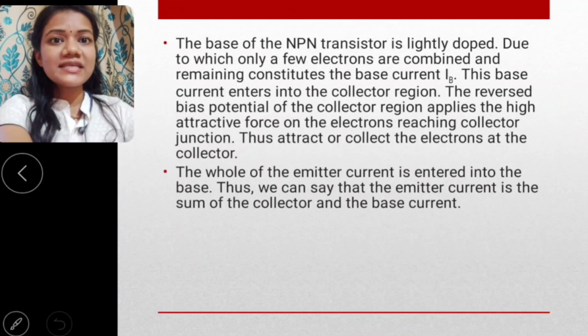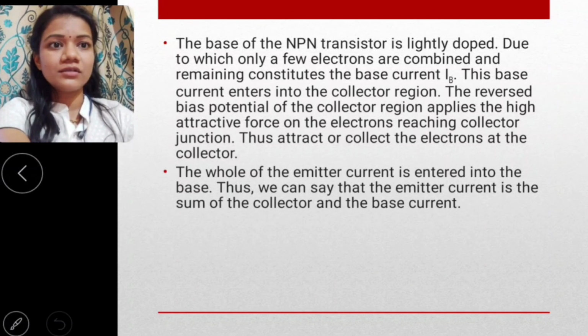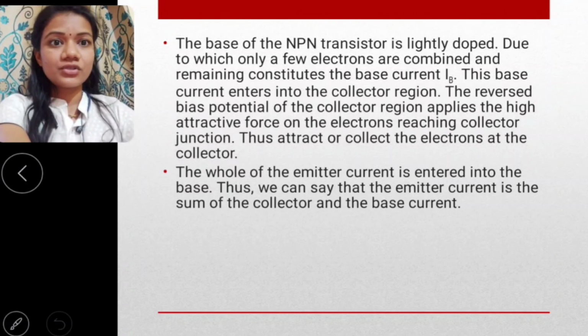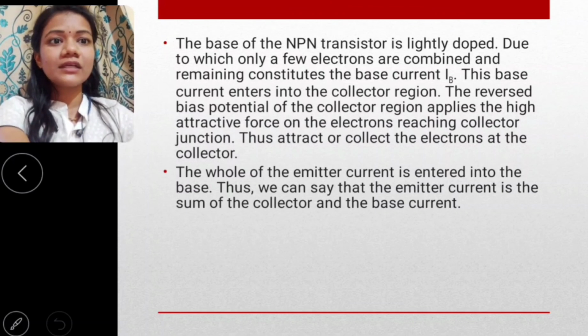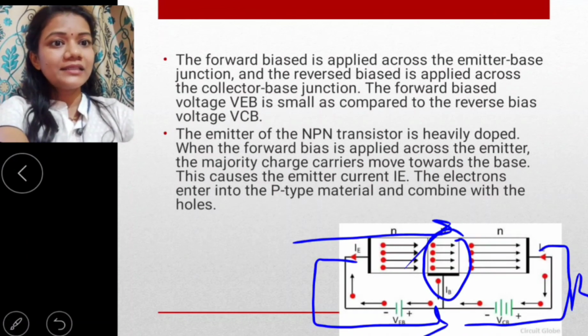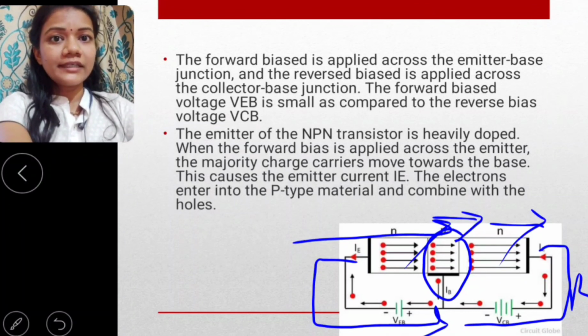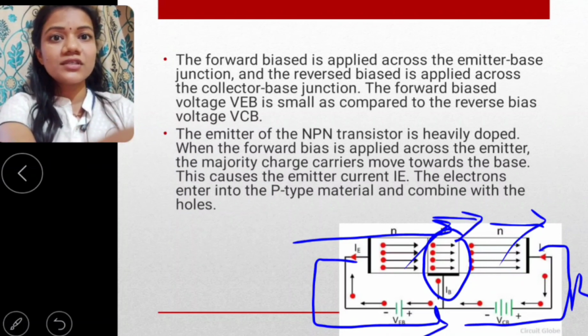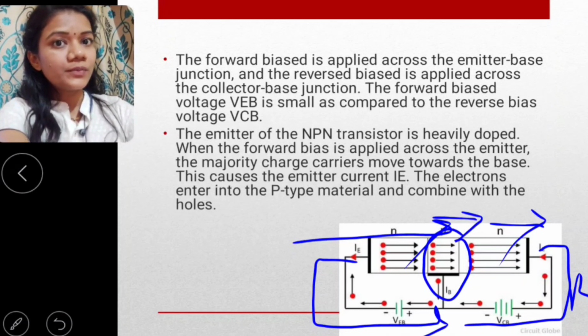So now this base current enters into the collector region. The reverse bias potential of the collector region applies a high attractive force on the electrons reaching the collector junction, thus attracting or collecting the electrons at the collector. So now where does the IB that flows go next? It goes to the collector. Then, as we know, the collector to base junction is reverse bias. So because of this, most of the electrons are collected towards the collector.